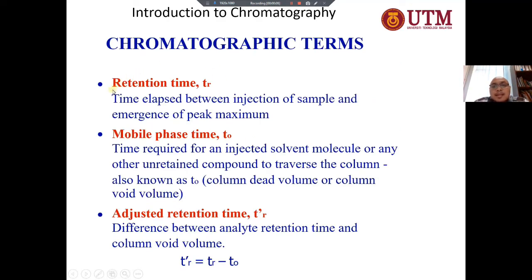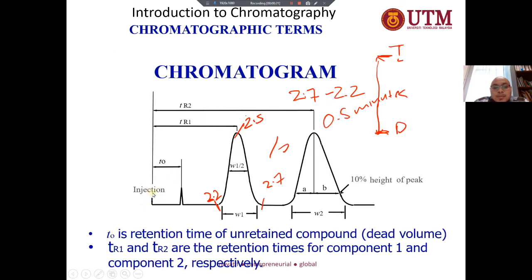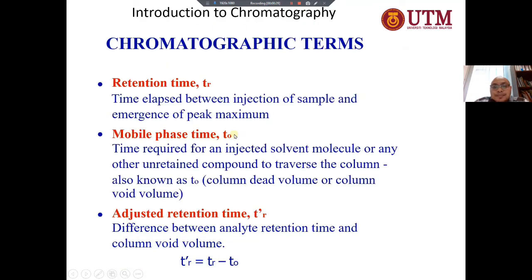Next, the chromatogram terms. I think we already discussed the TR or RT, the retention time. It is the time elapsed between injection of the sample and emergence of the peak maximum. It means from the injection process at 0 until it emerges. That is what we call the retention time.